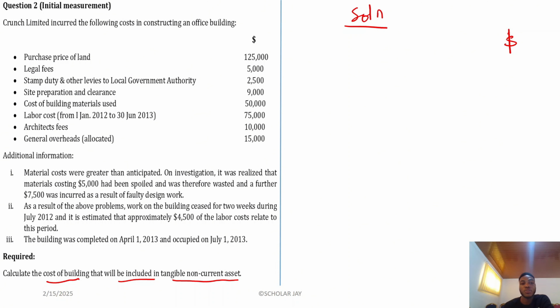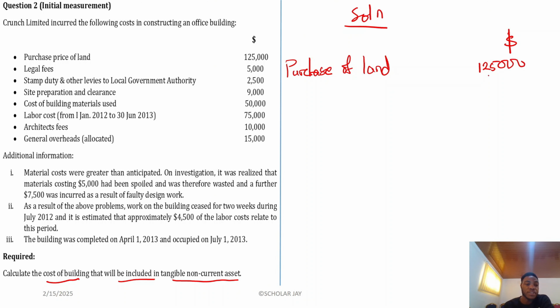Purchase price of land. So they are constructing an office building, okay? This office building that they are constructing, before they started constructing the building, they had to buy land. Is that not it? So this purchase price, we are going to include it. Purchase of land, of how much? 125,000.